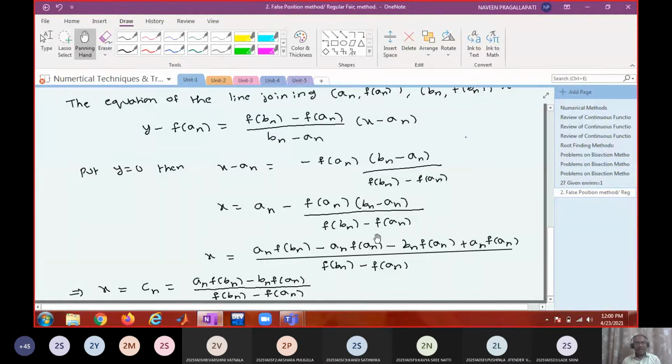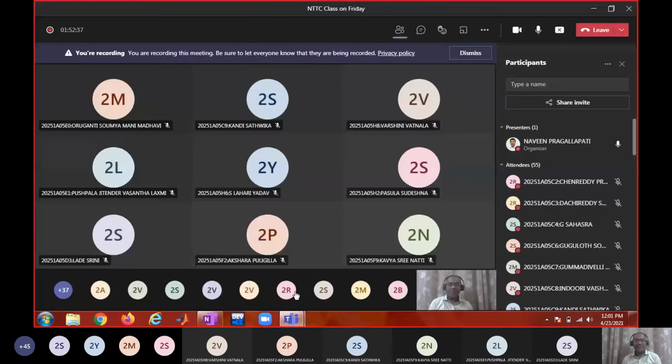So calculation of the approximate root will take more time by using the false position method when compared to the bisection method. It will be easier to write the program, that's why. Do you understand?